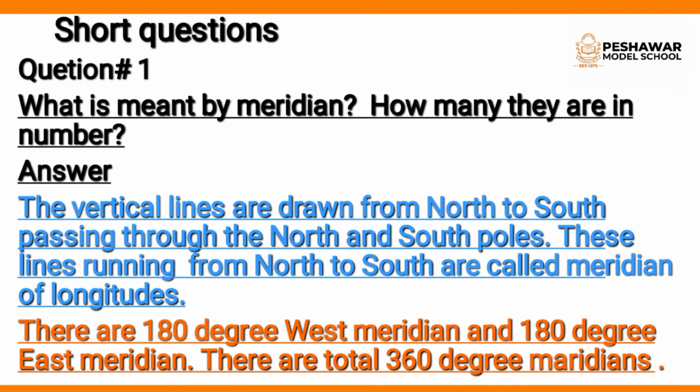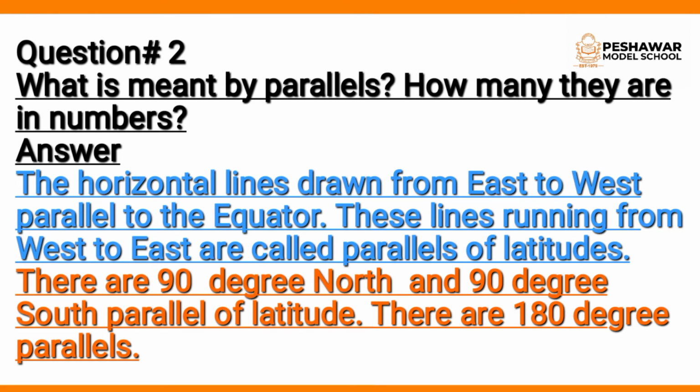Short question answers. Question number 1: what is meant by meridians? How many are there? Answer: vertical lines are drawn from north to south, passing through the north and south poles. These lines running from north to south are called meridians of longitude. There are 180 degree west meridians and 180 degree east meridians. There are a total of 360 meridians. This is short question number 1.